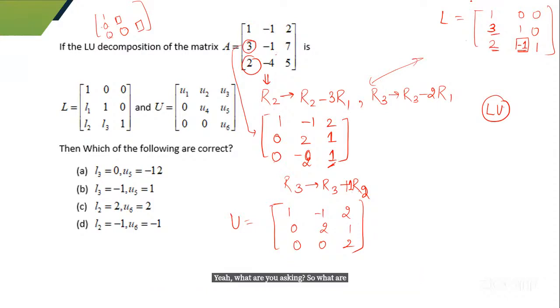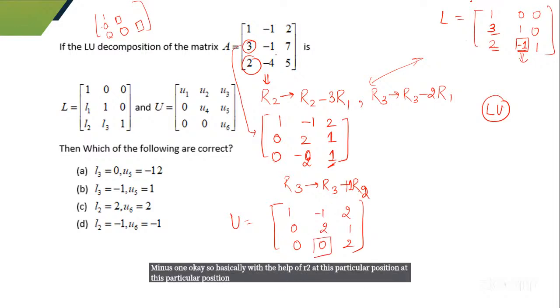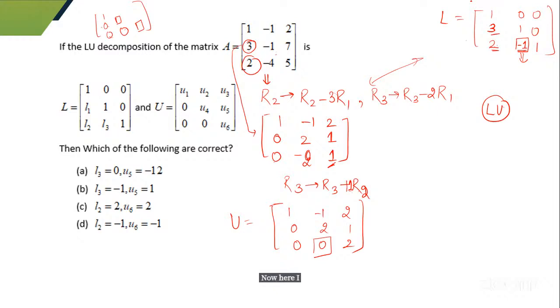I'm asking, how did you put that minus 1 in L? Okay, so basically with the help of R2, at this particular position, I have used 1. I have added 1 in this row 3. Previously, I was subtracting 3, so I added 3. I subtracted 2, so I added 2. Now here I have added 1, so I have subtracted 1.